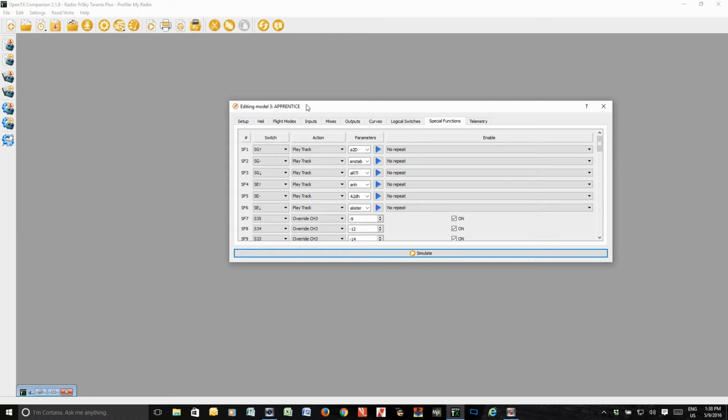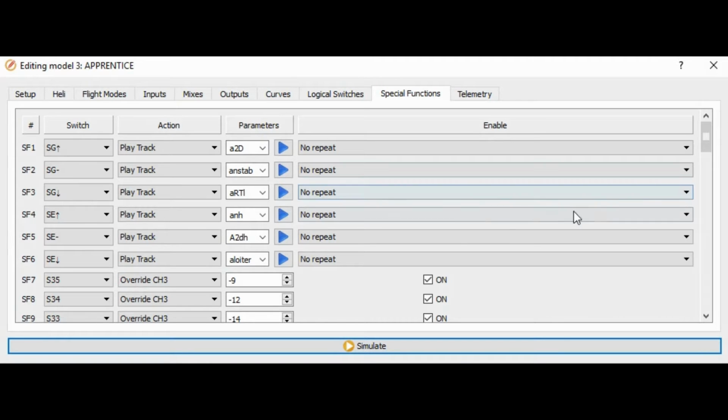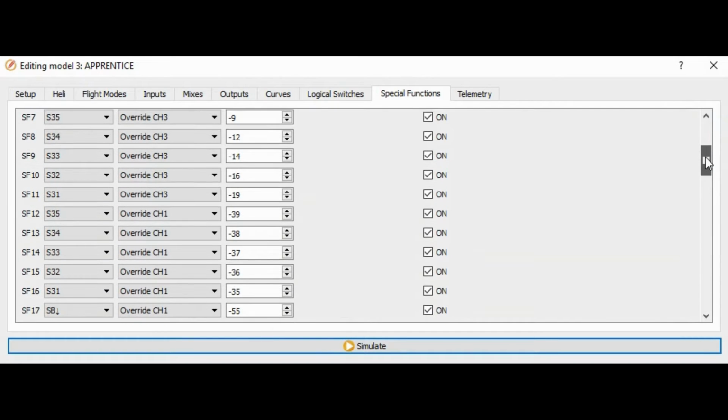So here I'm in the companion, and I have chosen the apprentice, as you can see here. And we're going to zoom in into the special functions now. So here we're in the special functions, and as you see here, we have the S35 switch over right channel 3, which is the elevator.